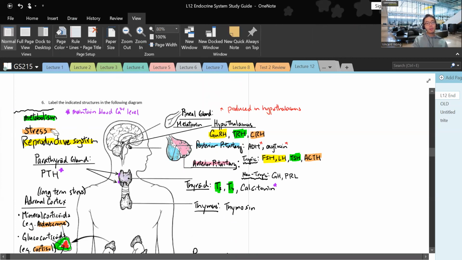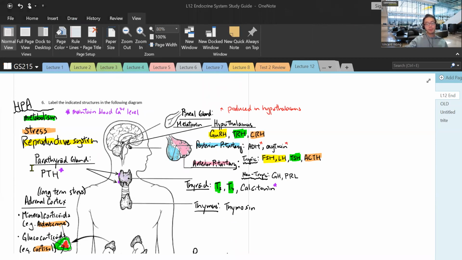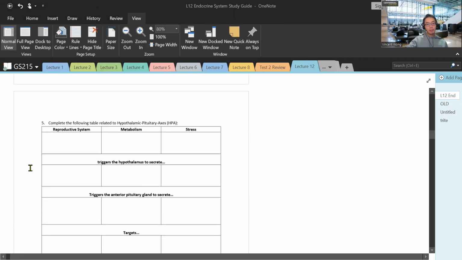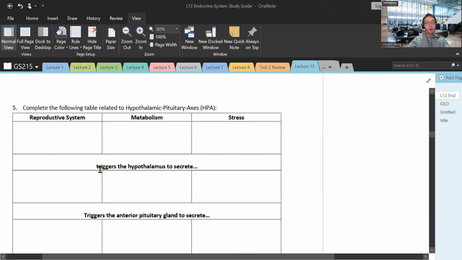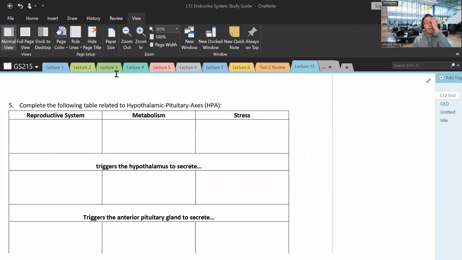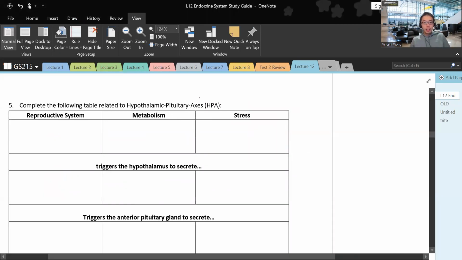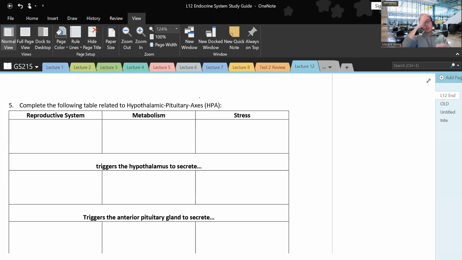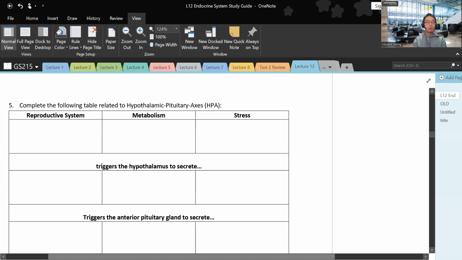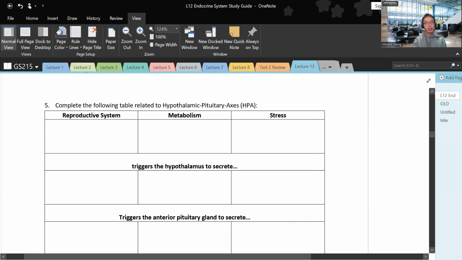All right, so these three pathways, the metabolism, the stress, and the reproductive system, the ones that we highlighted, these are called HPA. Okay, HPA. And we're gonna go into more details about the HPA right now. Okay, so just gonna go back up here. Complete the following table related to the hypothalamic pituitary axis. That's what HPA stands for. So these are pathways that have multiple glands involved, and they have feedback mechanisms to help regulate the hormone level.